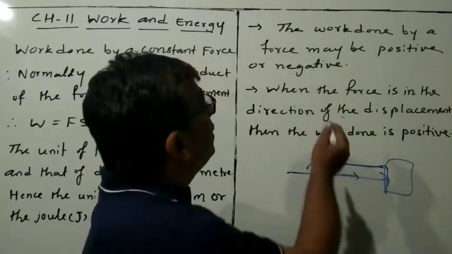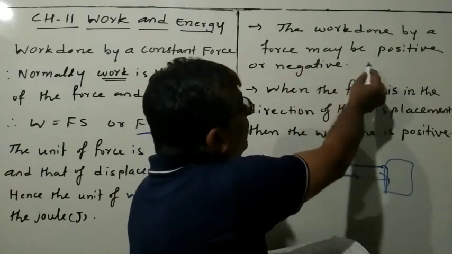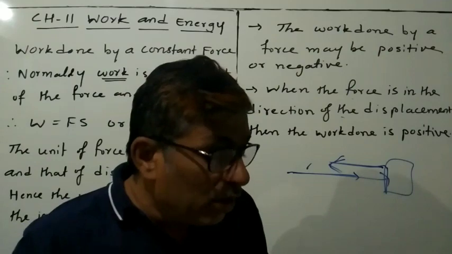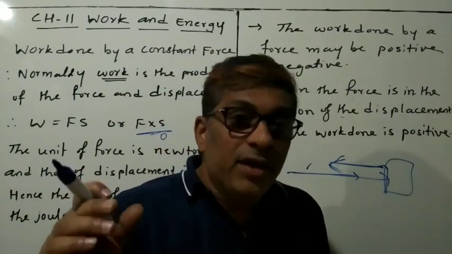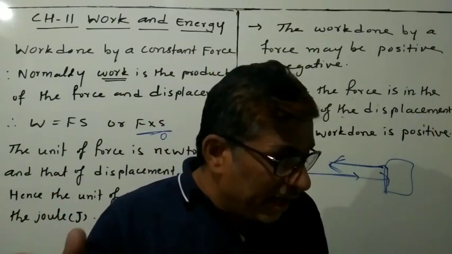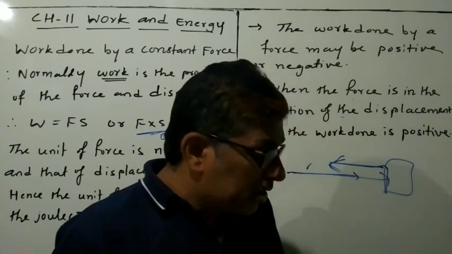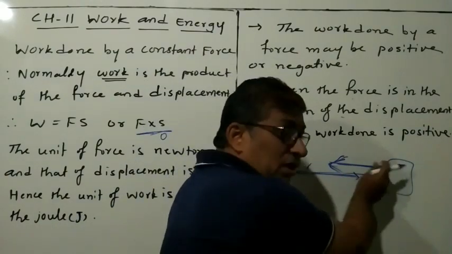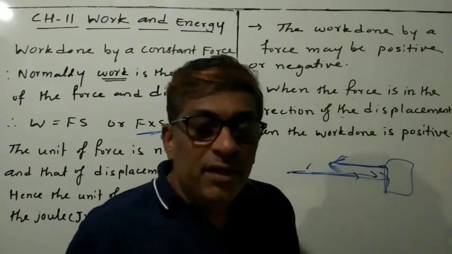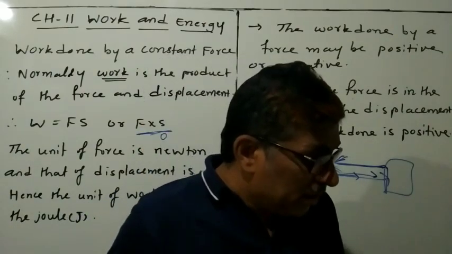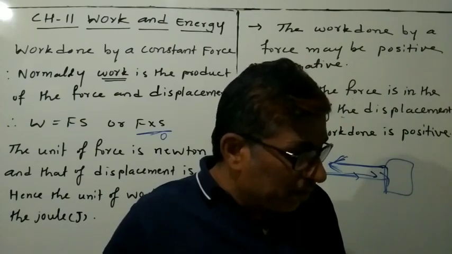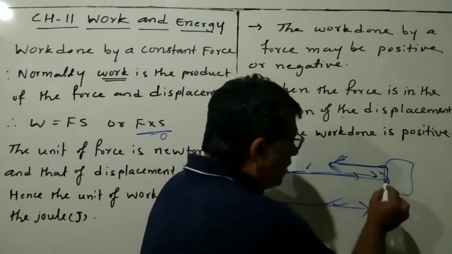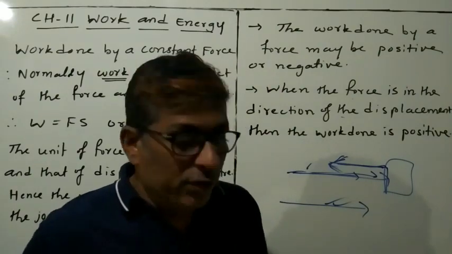Okay, you know that the work done by a force may be positive or negative. Work done is negative when the force acts opposite to the direction of the displacement. See, here the displacement is like this, but here the force acts opposite, so you will say the result is negative. Work done is positive when the force is in the direction of the displacement.